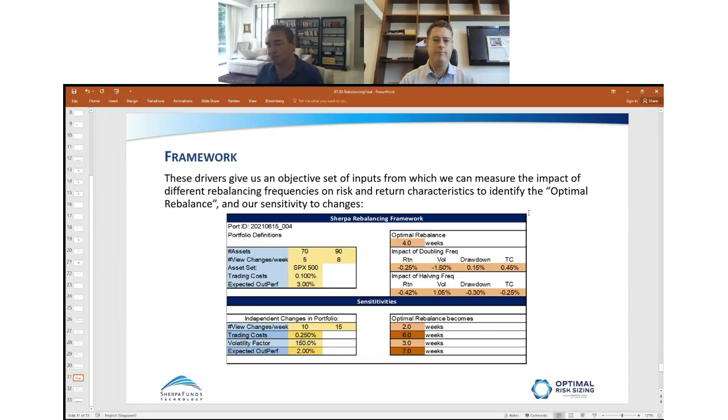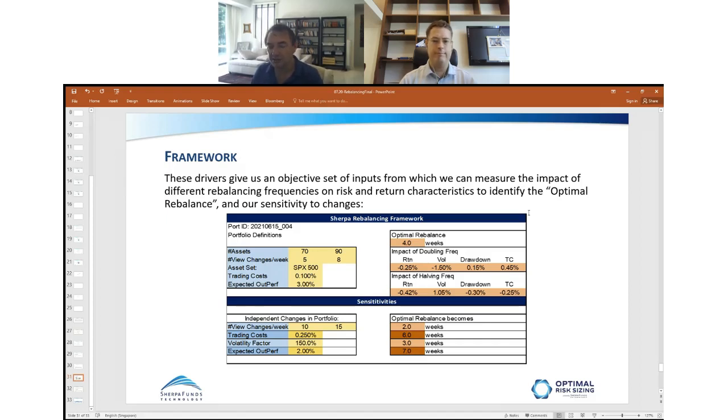And if you use a framework to make decisions, the Sherpa framework, for instance, will provide information like this to you. It'll say, for a given portfolio, for a given way of running money, which is the top left yellow box, what is the optimal rebalancing frequency, and what is the impact of doubling that frequency or halving that frequency?